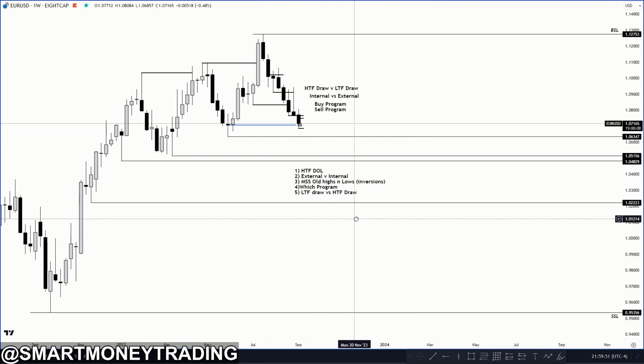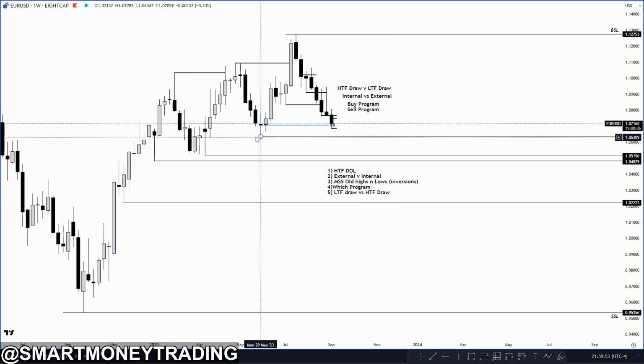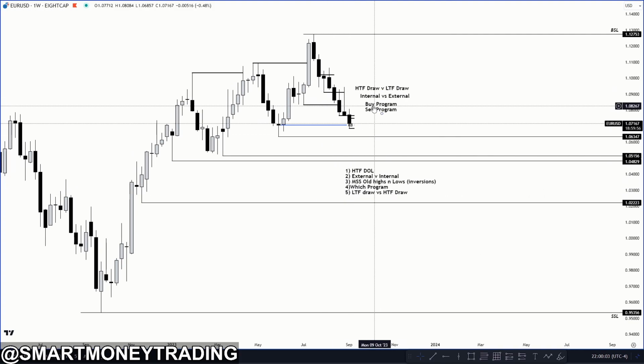That is basically what I taught you today. The higher time frame draw, how to get the higher time frame draw on liquidity, your external versus internal levels, your market structure shift, old highs and old lows becoming inversions, and then which program you are in, a buy or sell program, to target which areas of liquidity. If you're in a sell program, you're going to want to target buy side, and then eventually catch that rally. And this is very, very easy, in my opinion, if you know which program.